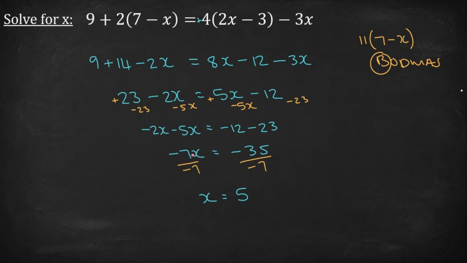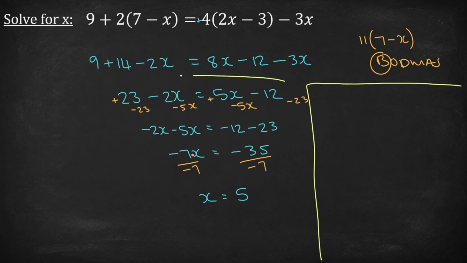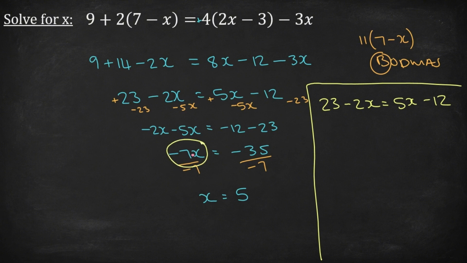Now let me show you the other method. Let me just copy this step because it's from this step that we did the other method. So it's 23 minus 2x equals 5x minus 12. I still need to get all my x's on the one side and all my other terms on the other side. Now have a look. On the right-hand side we have a positive 5x and on the left-hand side a negative 2x. When we moved this x to the left-hand side we ended up with a negative x. So what I'm going to do is try and keep my variable positive so that I don't have to deal with any negative signs at the end.